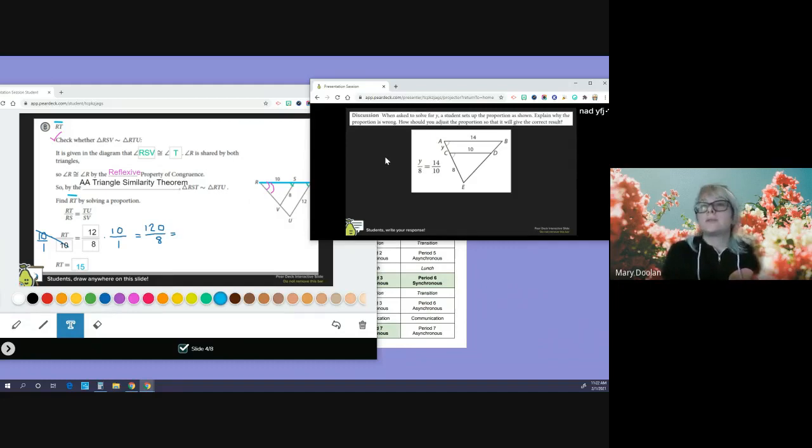And so they're setting up this proportion. They say y is to 8 as 14 is to 10. But there's an error in how they set up the proportion. Okay, one of those pieces is incorrect. So what piece is wrong? And what would you change it to so that it makes sense?